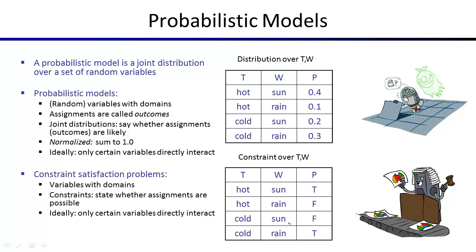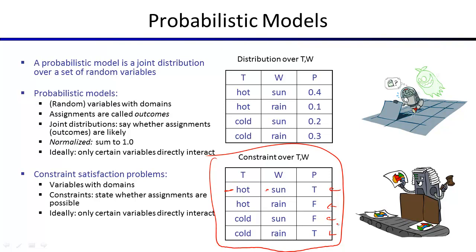Let's say you looked at temperature and weather again. You could say, well, in the constraint satisfaction sense, you could maybe think of it this way here. You could say, well, hot and sun are compatible, so the truth value for that combined assignment would be true. It's okay. Hot and rain is not okay, so you give it a false. Cold and sun is not okay, give it a false. And cold and rain is okay, so give it a truth value.